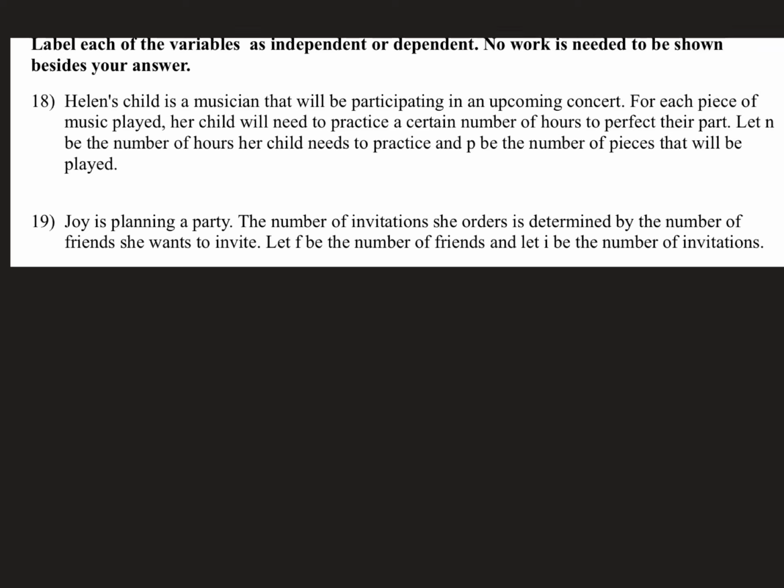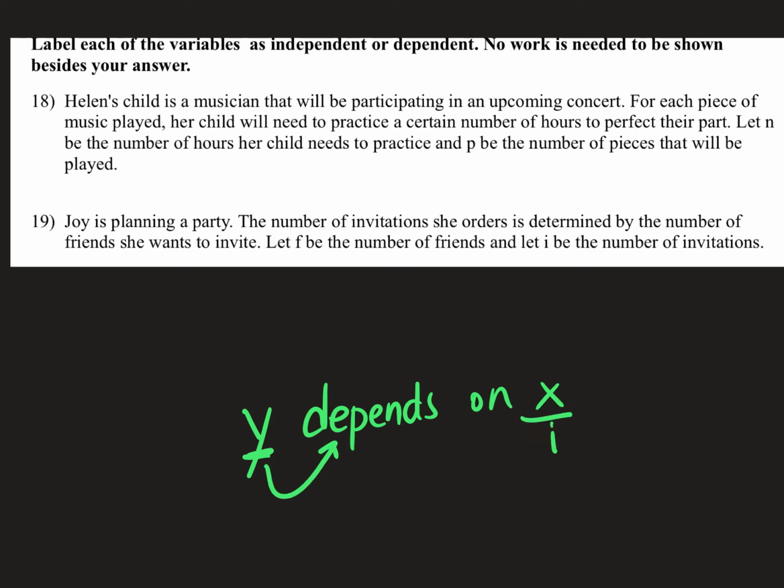So for number 18 and 19, we want to find out what is the independent and what is the dependent variable in these problems. And I want you to remember y depends on x. So y is dependent, x is independent. So if you can figure out what depends on what in the problem, then you can know which one is independent and which one is dependent.